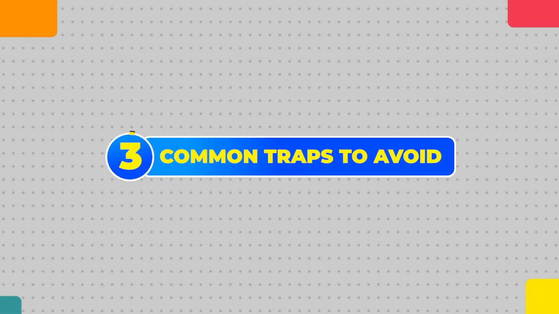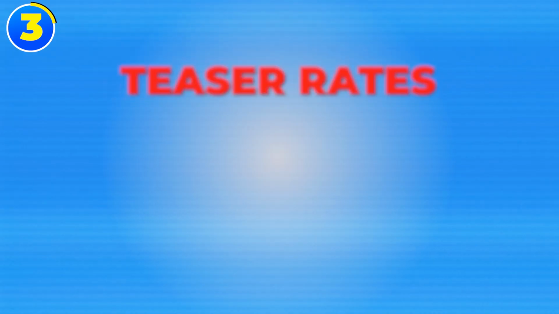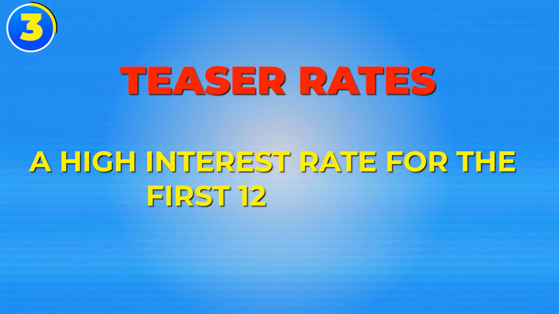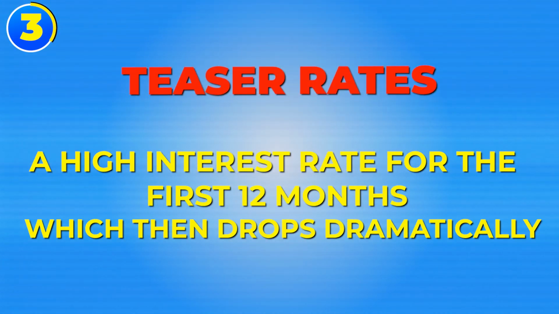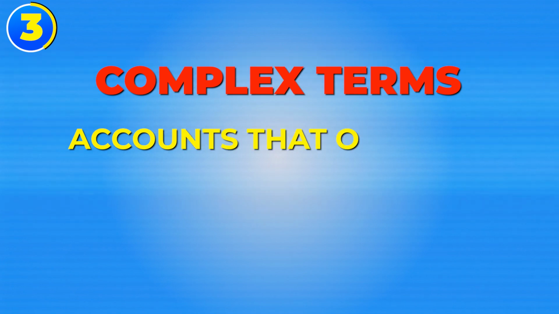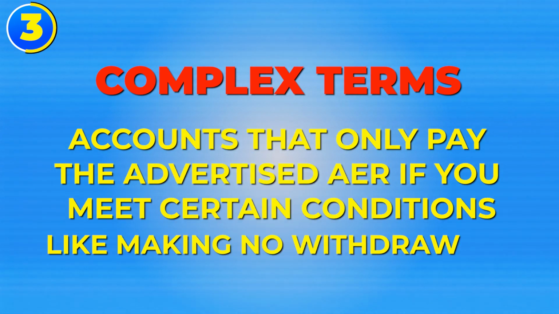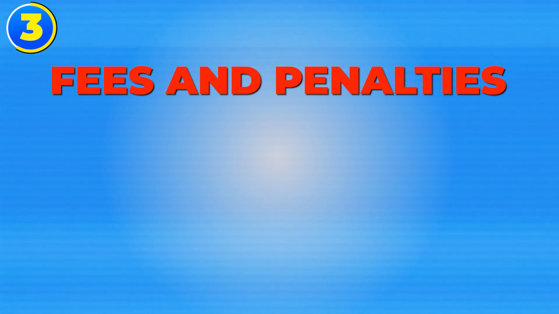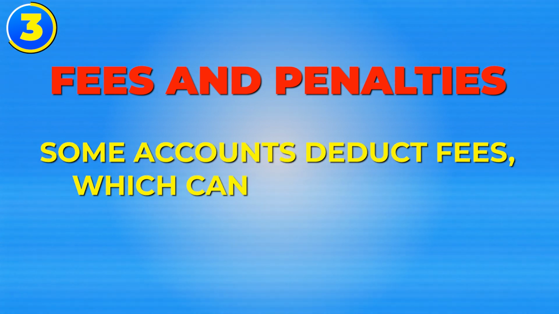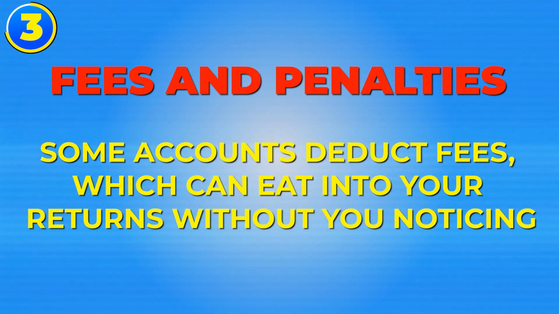Now here are some common traps to avoid. Banks are clever. They often lure customers in with clever marketing tactics. Here's some of them. Teaser rates: a high interest rate for the first 12 months, which then drops automatically. Complex terms: accounts that only pay the advertised AER if you meet certain conditions, like making no withdrawals. And then of course there's fees and penalties. Some accounts deduct fees, which can eat into your returns without you even noticing. And so to tackle those traps, here's a couple of tips.